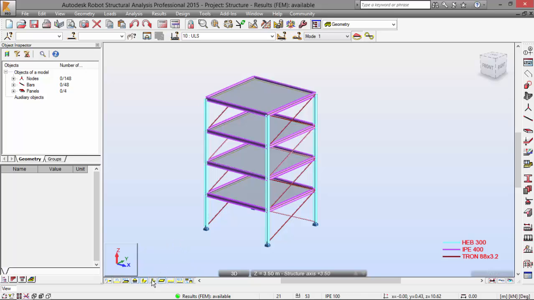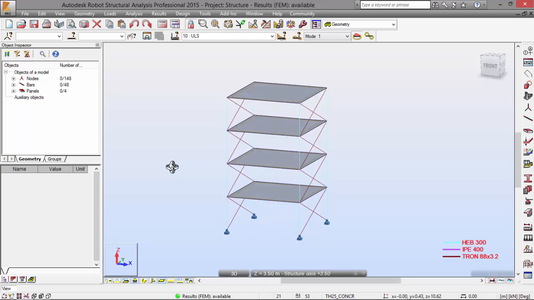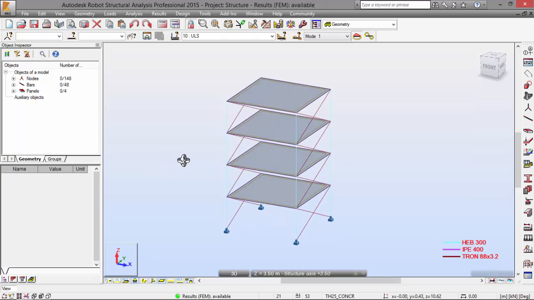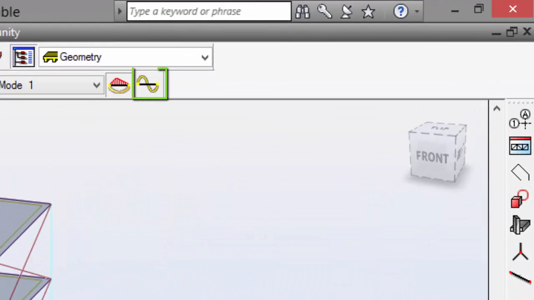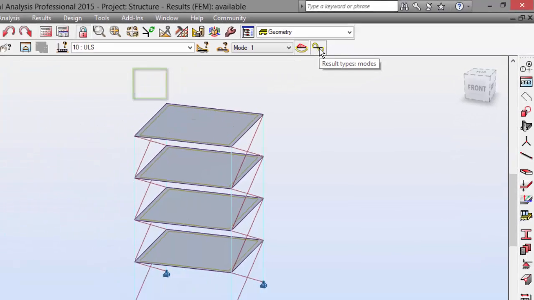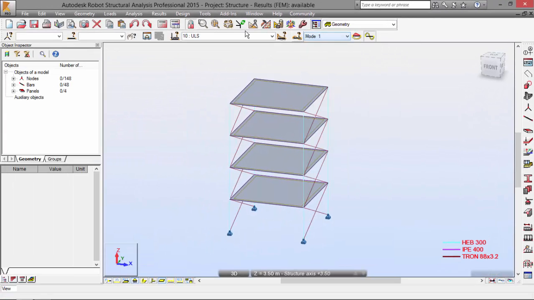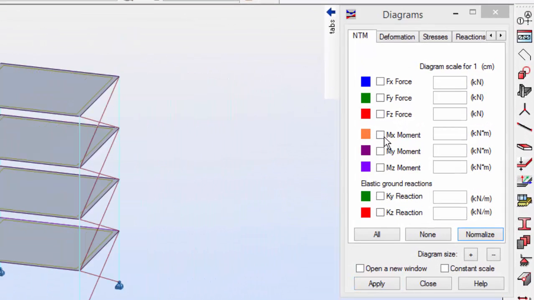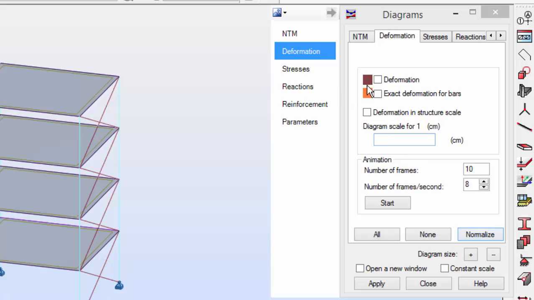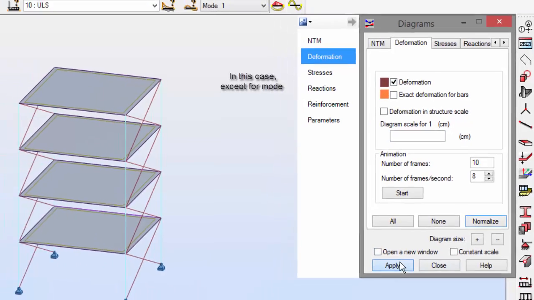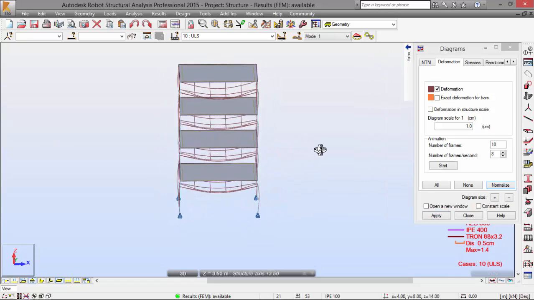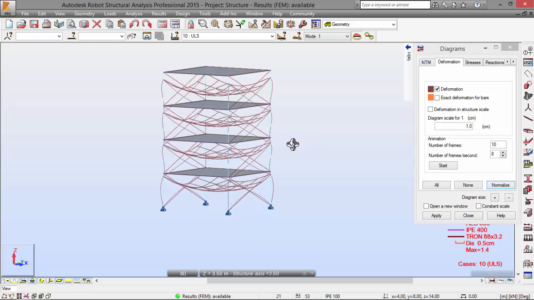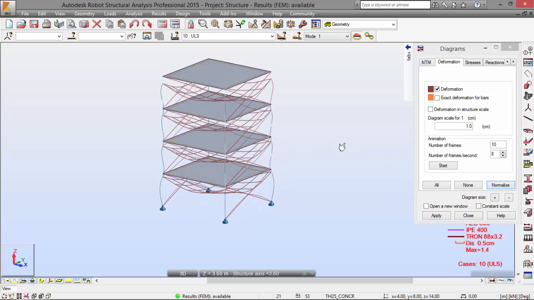We can see here the buckling modes over here. First, we ask here for modes, results type mode. Here we have 30 modes. Let's go to results, diagram for bars. Let me close this. And ask for deformation. Pick this, the first one. Apply, normalize. This is the first mode, which is clearly global, as you may see.